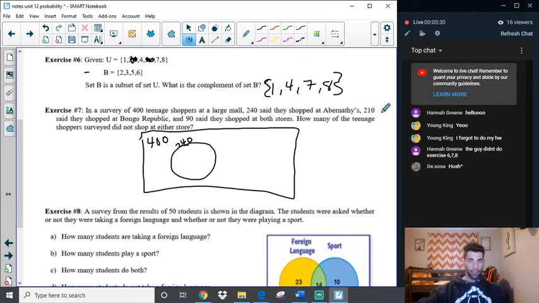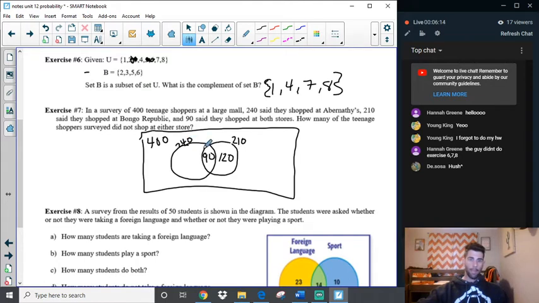Then they said there were 210 people who shopped at Bongo Republic. So then you have 210 there. And then there were 90 who said that they shopped at both stores. Now the reason I didn't just go ahead and write this 210, well, if you look at the numbers, they already go over 400. So that's how you know something's not right here. That's because some of this 90 belongs to this 210, and some of this 90 belongs to that 240. So basically you're going to take those parts out, and then what's left is going to go in here. So if you do 210 minus 90, that's going to be 120.